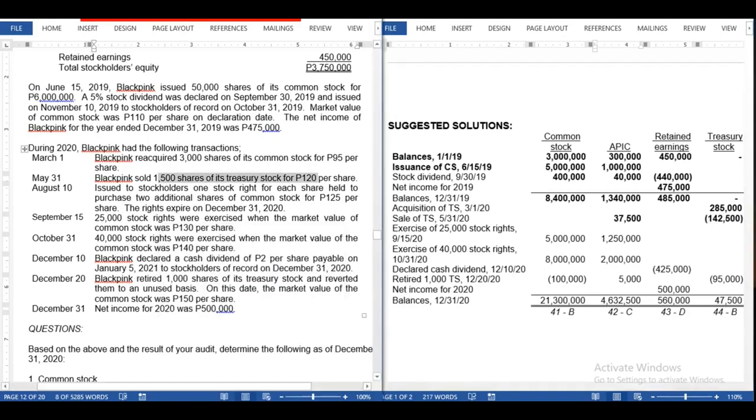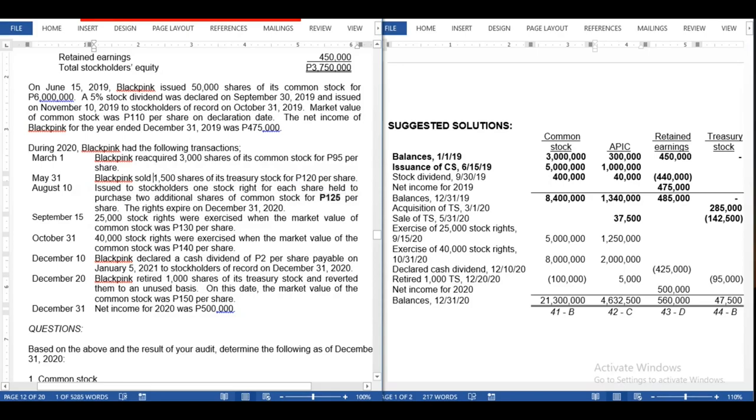So the next one here is yung August 10, right? But this August 10 is just memorandum entry for stock, right? And yung September 15 naman, so ito, this is the exercise of the stock rights. Remember lang that the stock rights were exercised na at 125. Of course, this was the agreement, 125. So therefore, di ba ano pala yung agreement?